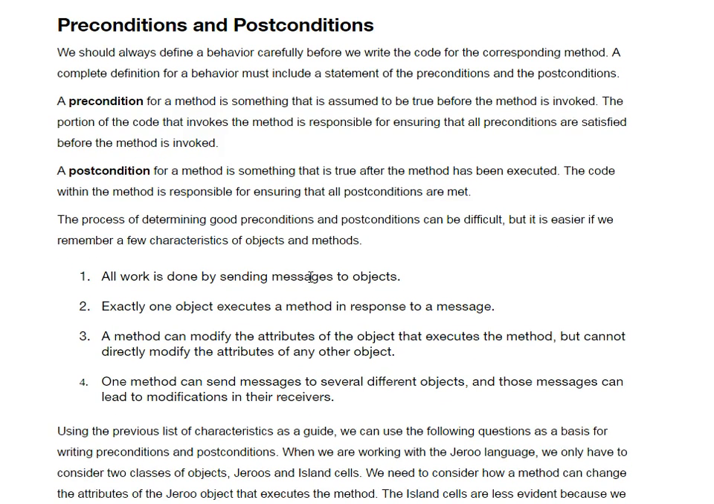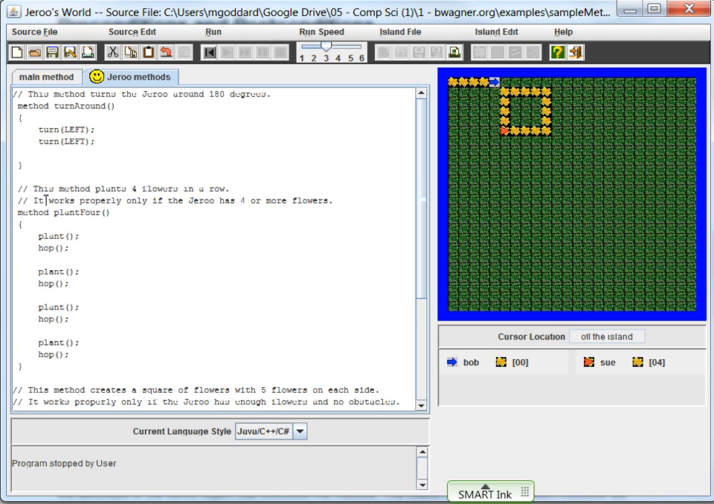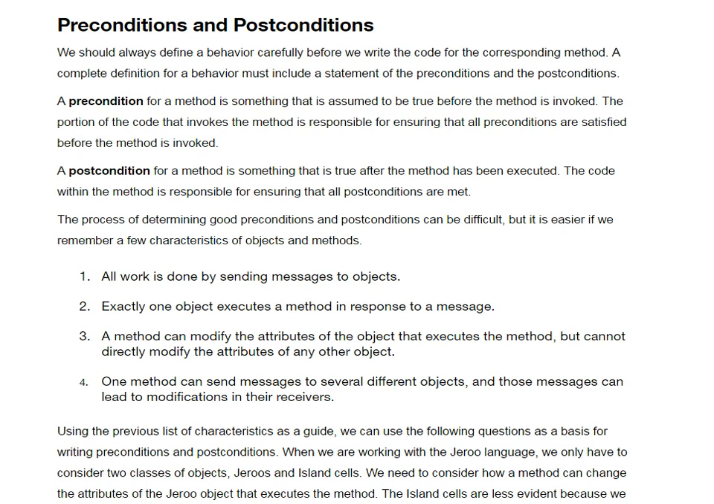A precondition is something that's assumed to be true before the method is called. Sort of like in this case, we say something like this works properly only if the Jeroo has 4 or more flowers. So that would be sort of like an assumption. What is this method assuming is the case in order for it to work properly? And then the postcondition is what is true after this method has been executed, once again, assuming everything in that precondition was true.